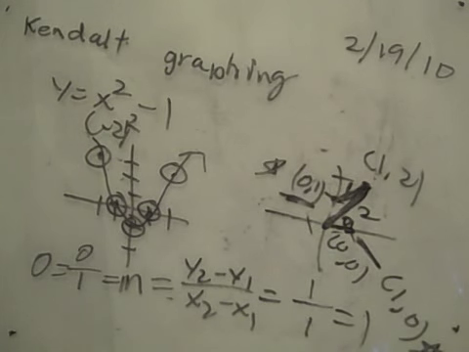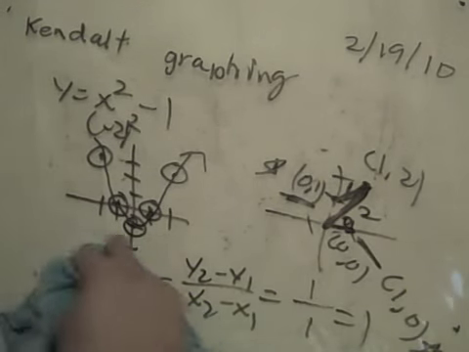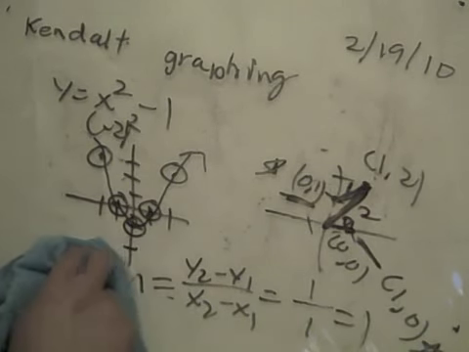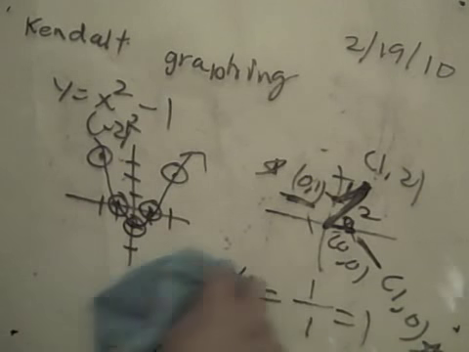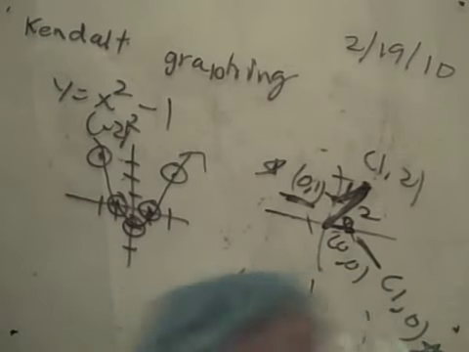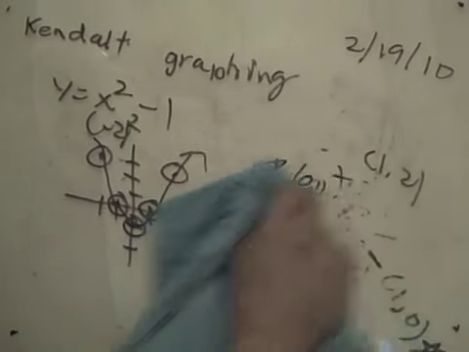Alright. So, what you've got to do is, once you have slope, you can talk about the tangent. And the tangent is a line that kind of approximates the graph.